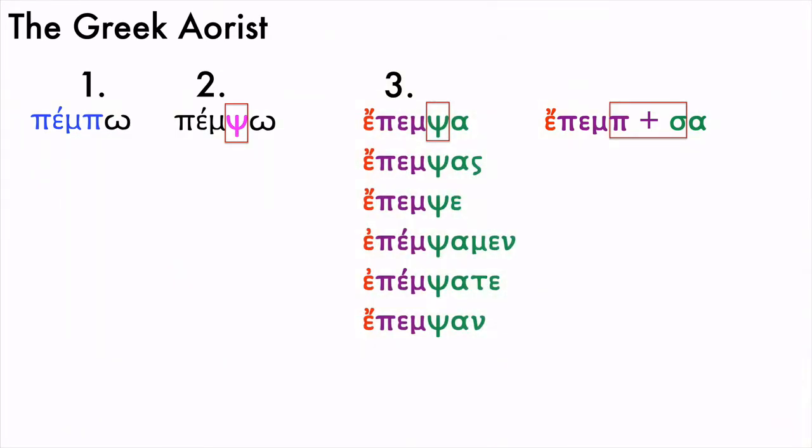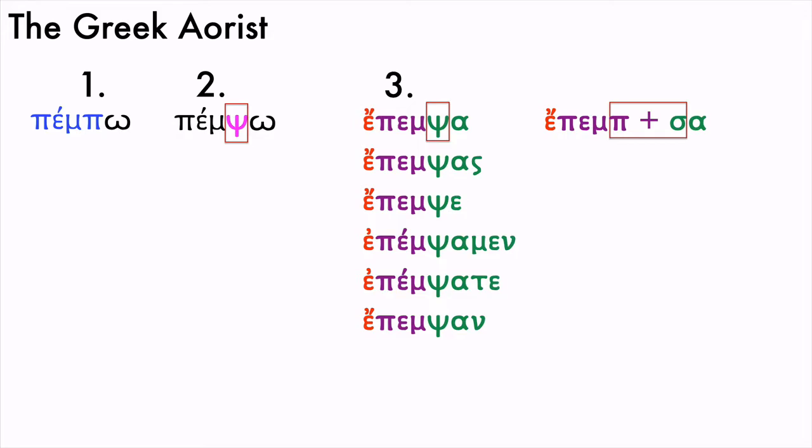So once you know that, you can just add your usual aorist endings. Sa, sas, se, samen, and sate, san. So pempsa means I sent, rather than I was sending or I used to send in the past, which is what the meaning of the imperfect would be.